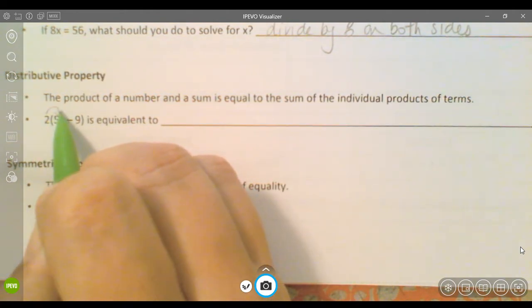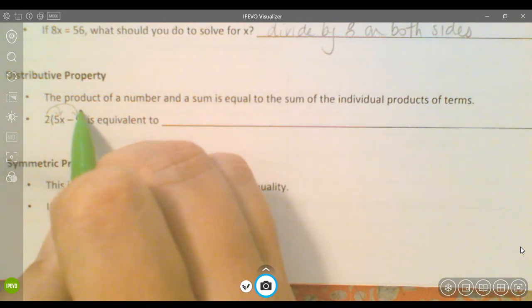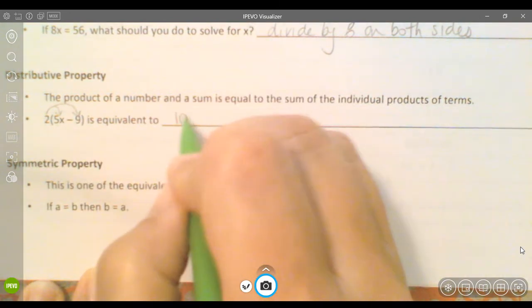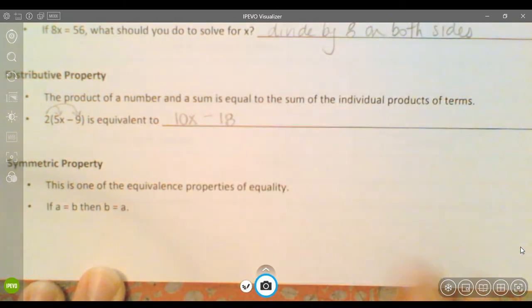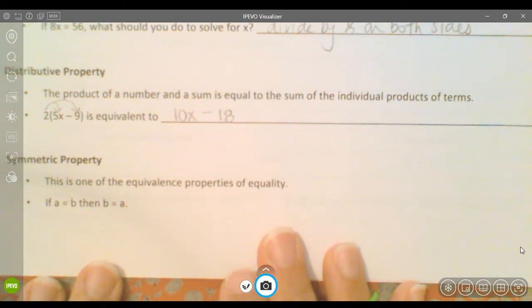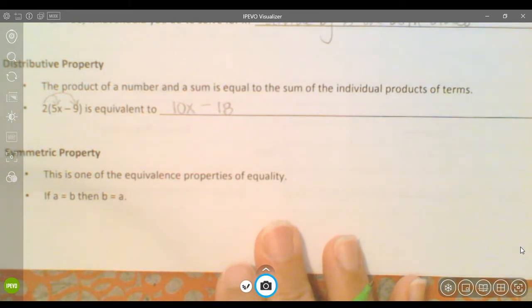Well, everything inside should get multiplied by 2. So 2 times 5x is 10x. Bring my minus. 2 times 9 is 18. So we're distributing. That's a good review of the distributive property.